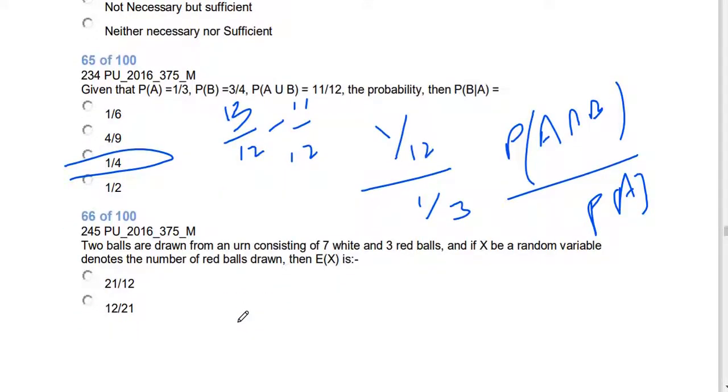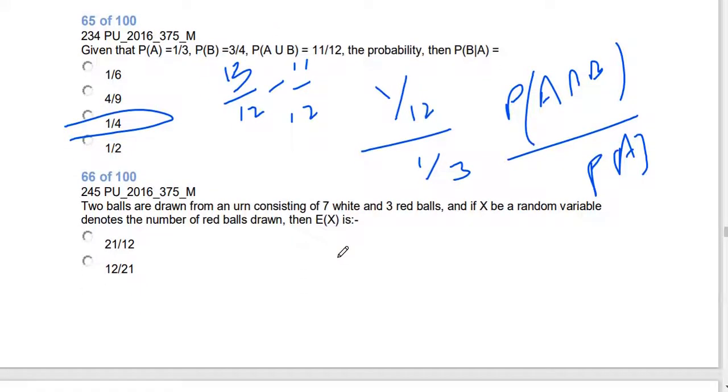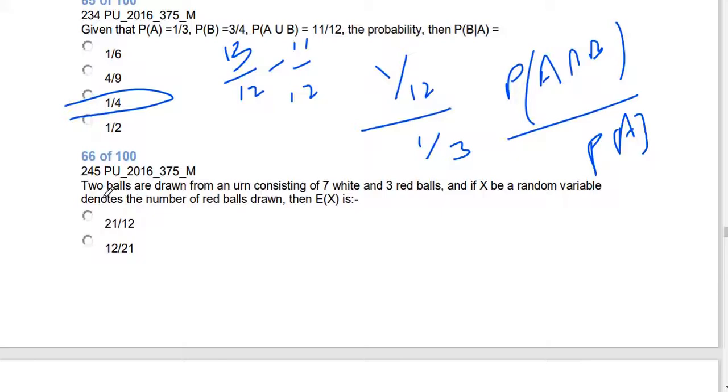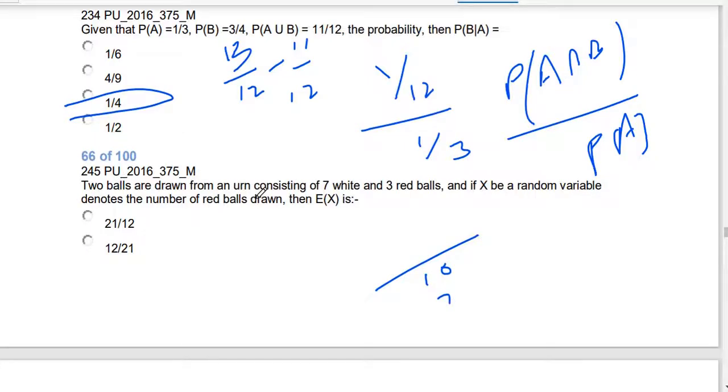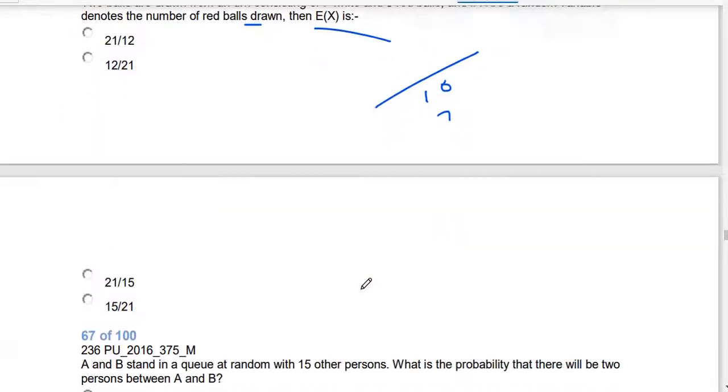Two balls are drawn from an urn consisting of 7 white balls and 3 red balls. If x is a random variable denoting the number of red balls drawn, then find the expected value of x. Yeah, this is just simple. Two balls are drawn out of how many? 10. Okay, you can try this question.